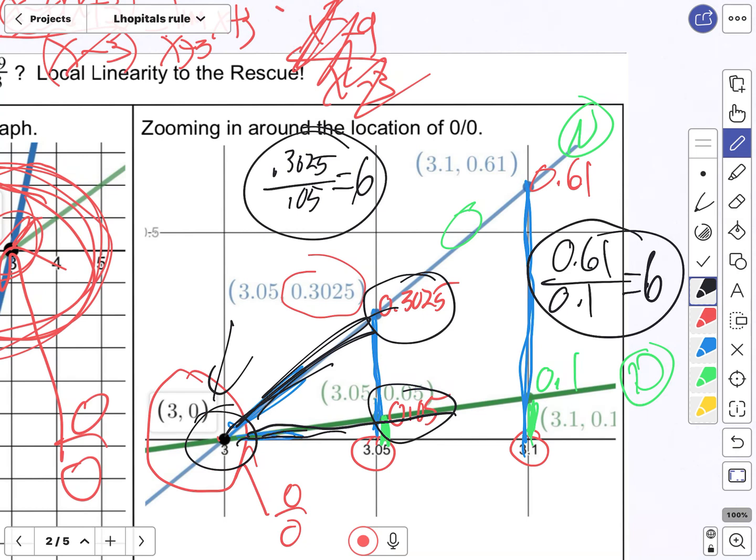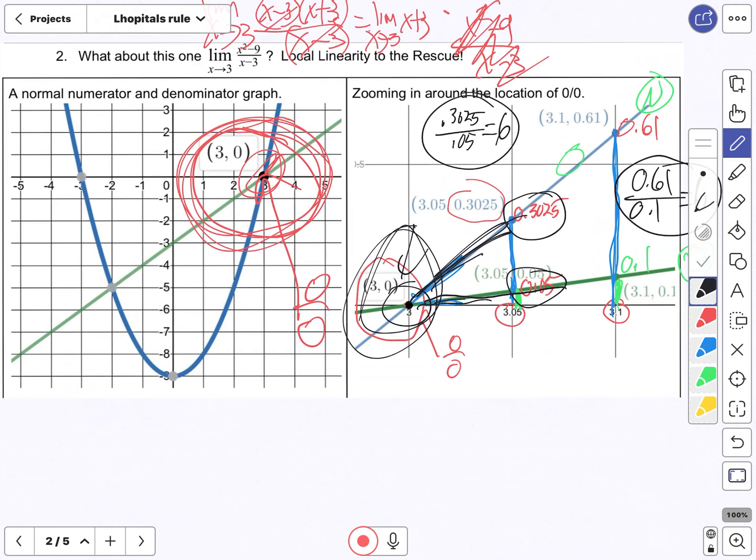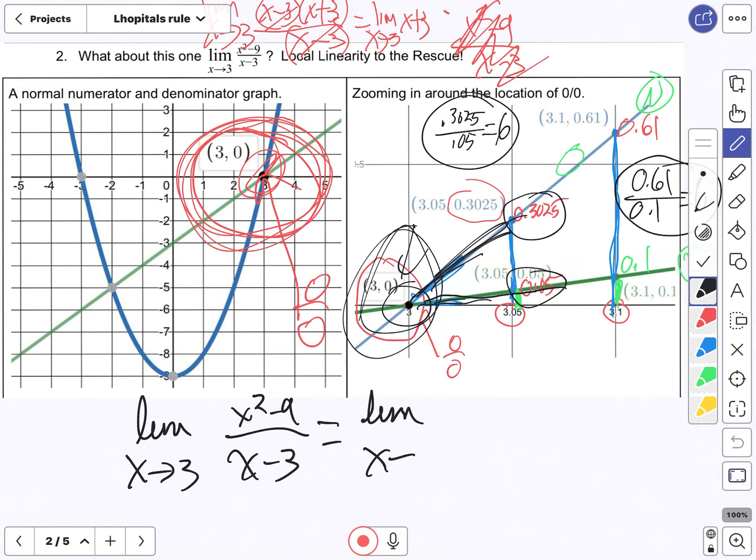So what does that mean then? The answer here, by the way, is 6, which is what we figured out by doing it the long way. But if really close to this point I just divide the slopes because I have local linearity, will that give me an answer? Let's see if we can figure that out algebraically here. So the limit as x approaches 3 of x squared minus 9 over x minus 3 is really just the limit as x approaches 3, when I'm getting really, really close to 3, of a ratio of the slopes.